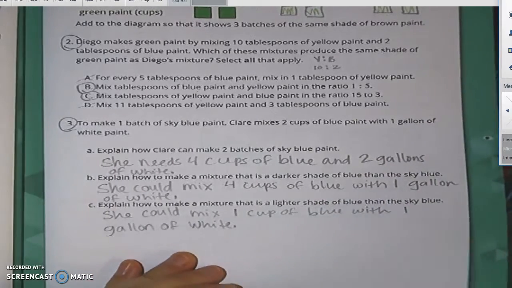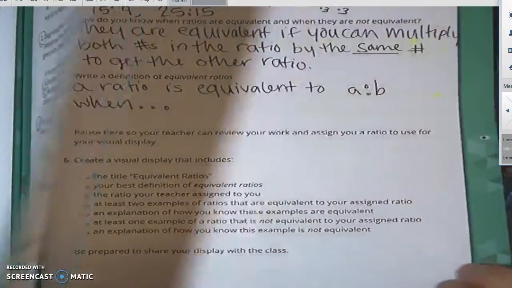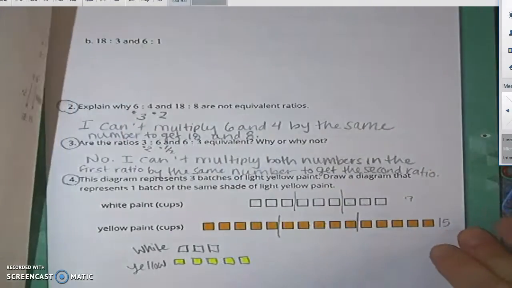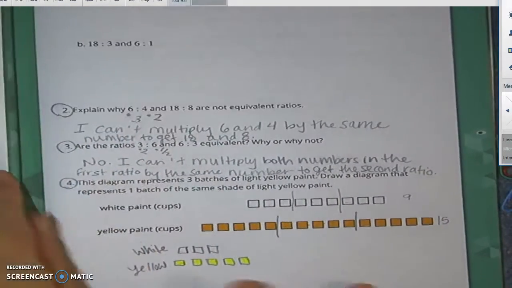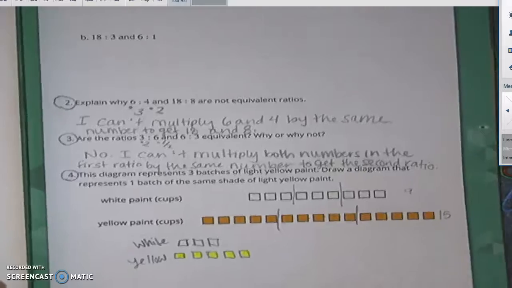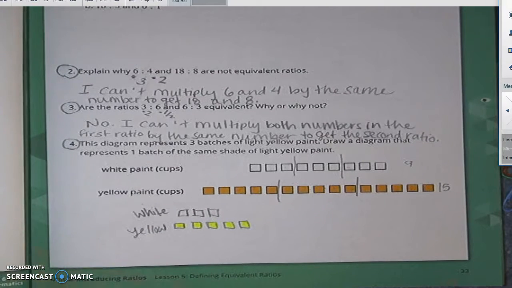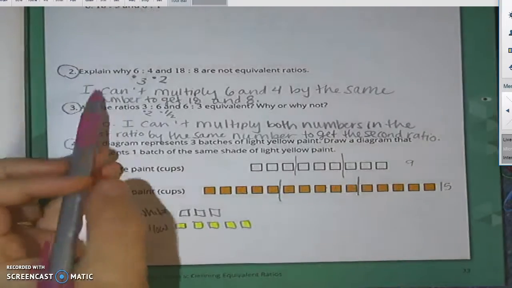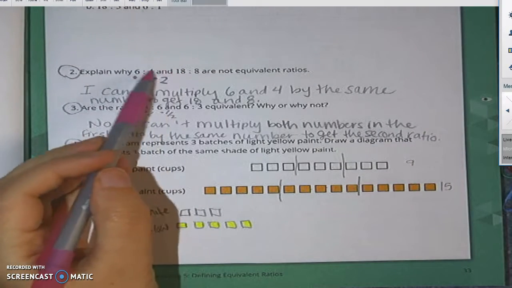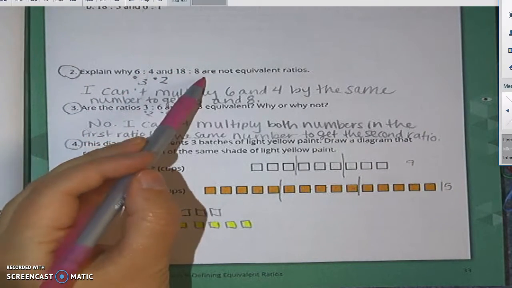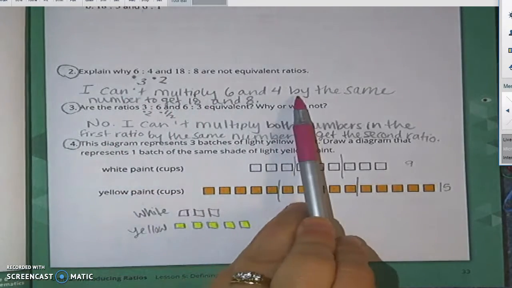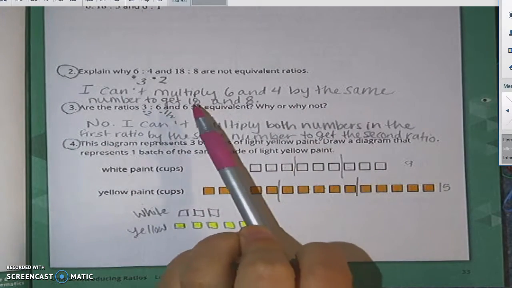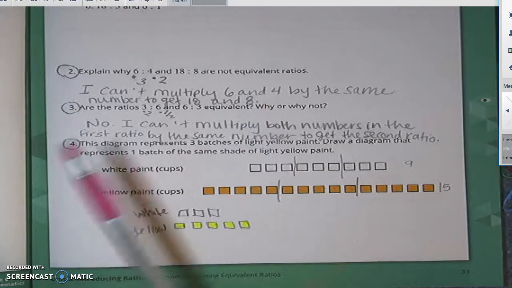The other homework that we're checking is page 33. So this is Lesson 5, Practice Problems 2, 3, and 4. Explain why 6 to 4 and 18 to 8 are not equivalent ratios. Well, I can do 6 times 3 to give me 18, but 4 times 3 does not give me 8. So I can't multiply 6 and 4 by the same number to get 18 and 8.